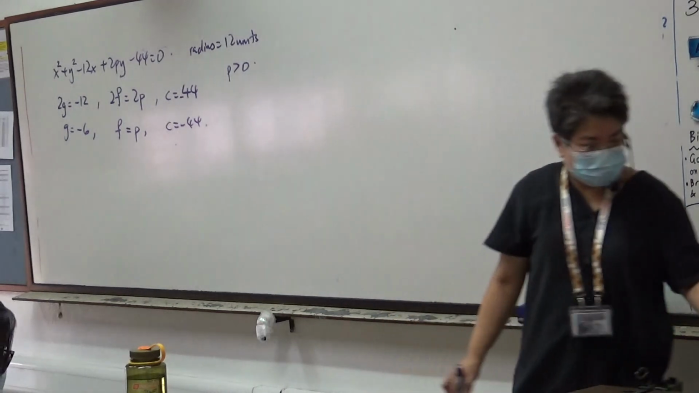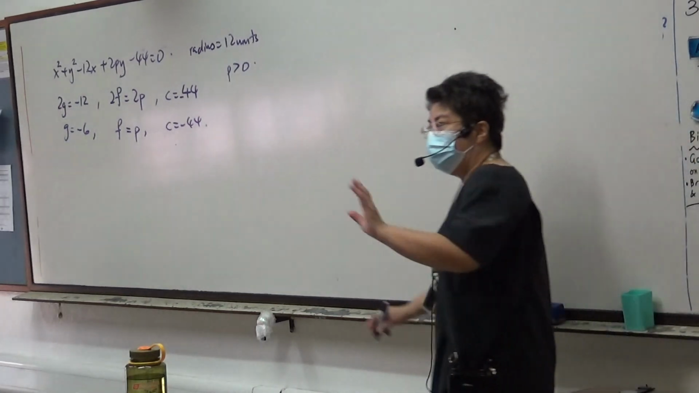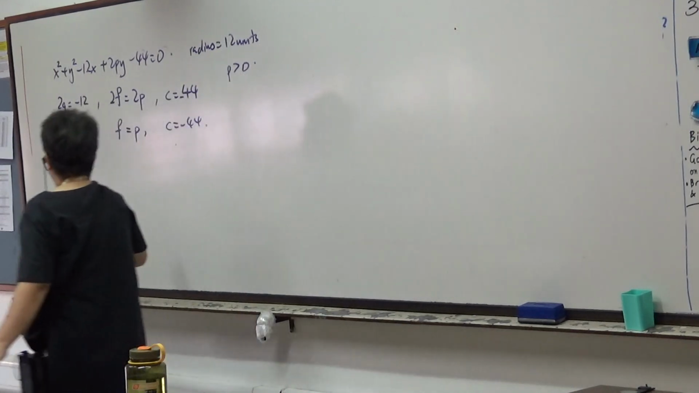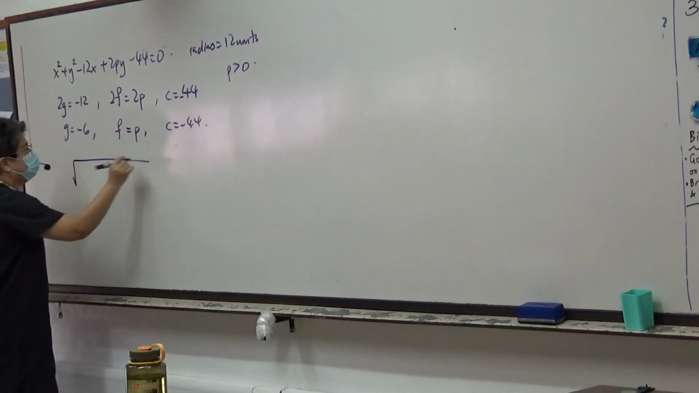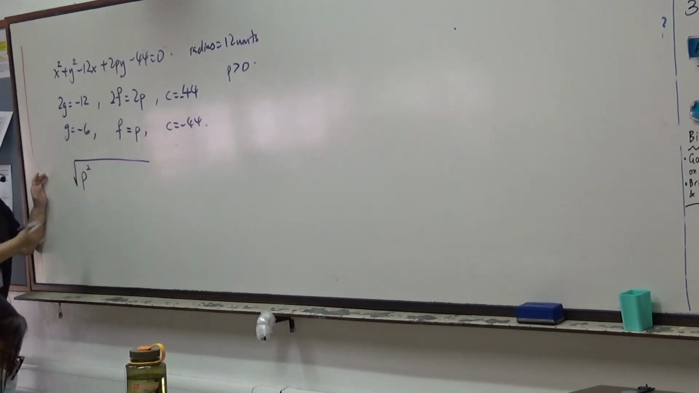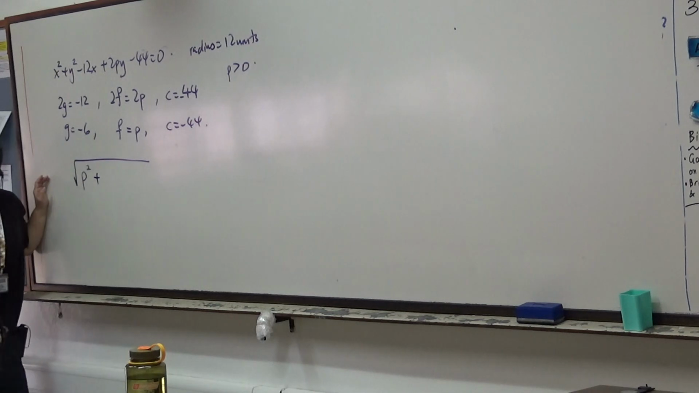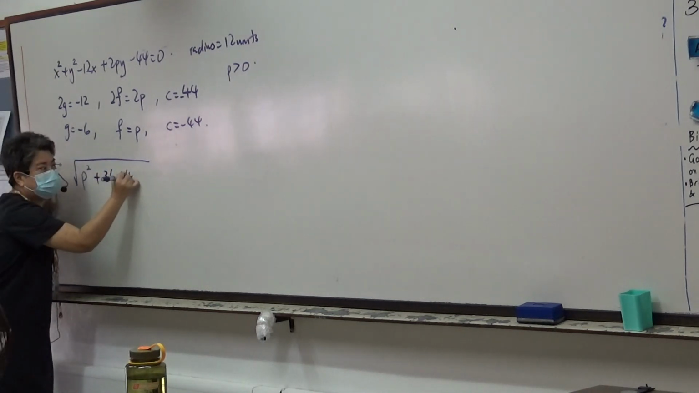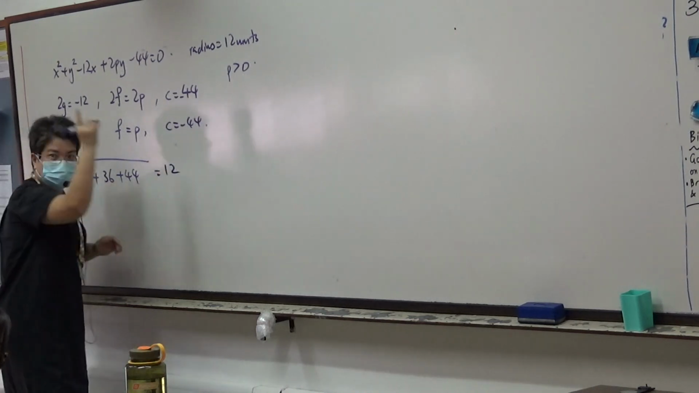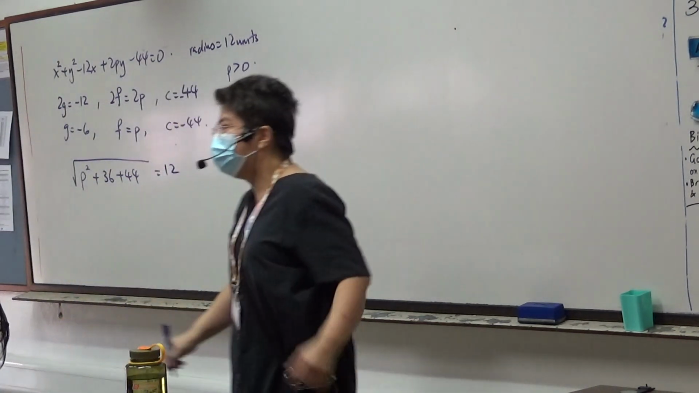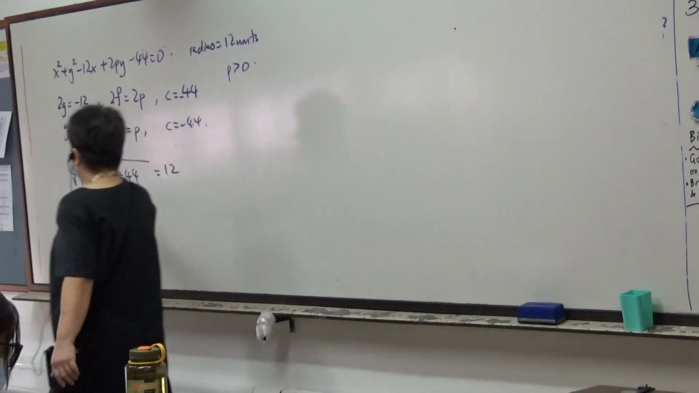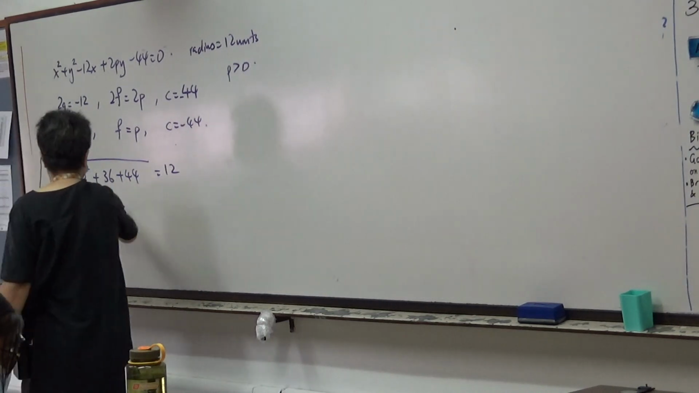Actually, I'm doing slightly different from the textbook. I don't do the complete the square thing. I always use my standard mathematics formula. Then I won't make mistakes. Now, do you agree that the radius is the square root of F squared, which is P squared, plus this one squared, which is 36, then plus 44, because minus C? This must give me 12, right? The question says the radius is 12. How do I get rid of the square root sign? I square both sides.